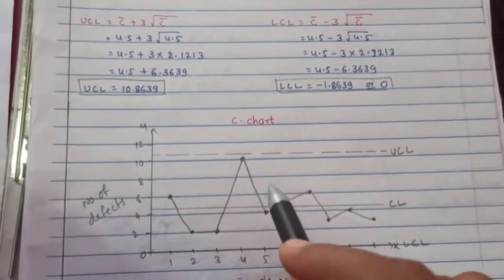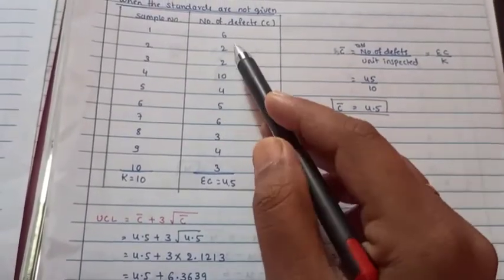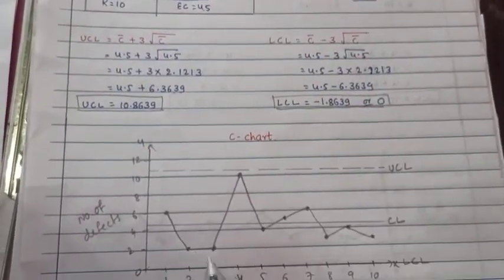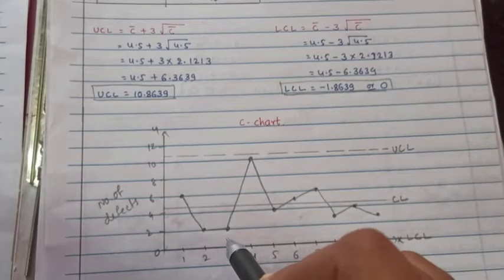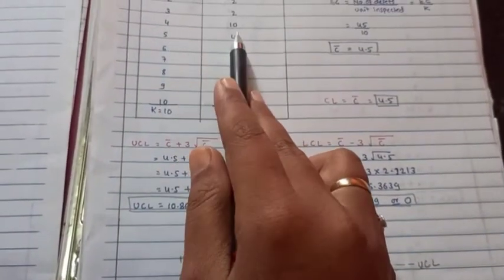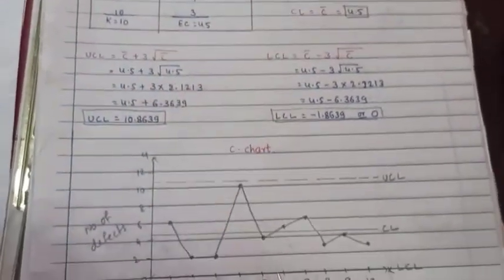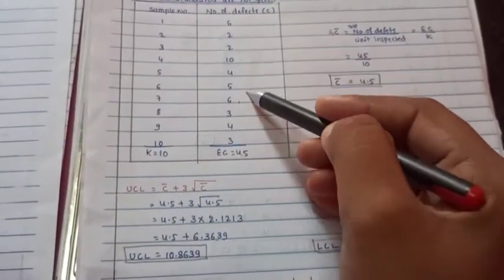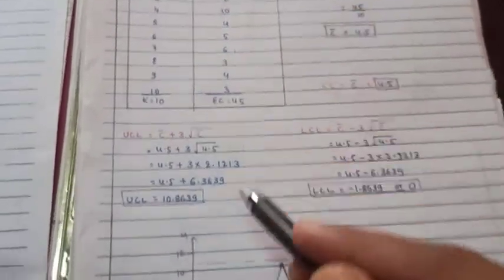Okay, next we have to plot the points. Points means how many defects there are in each sample of the problem. So the number of defects, these points we have to show on the chart here. The first one is 6, then the second one is 2, then the third one is 2, then the fourth one is 10. Then the fifth one is 4. Like this, whatever the number of defects are there, we have to show on the chart here.